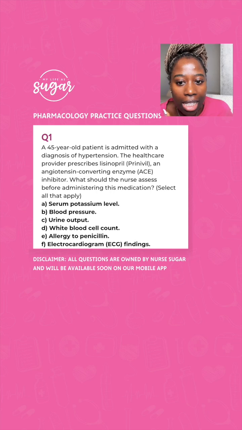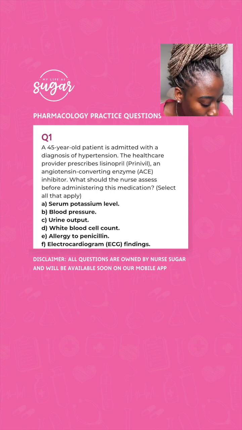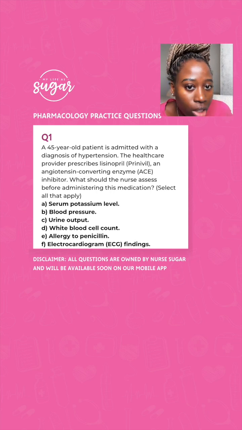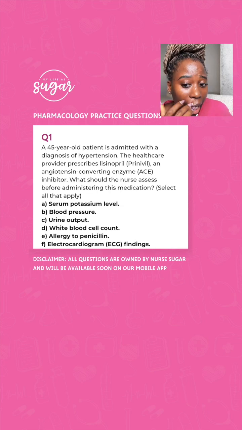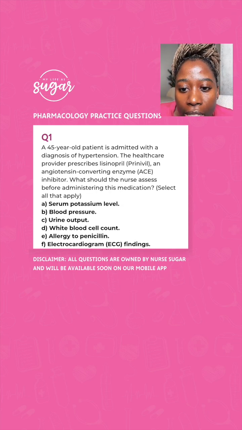ECG findings, this is a hypertensive, an ACE inhibitor. ACE inhibitor has nothing to do with the electrics in your heart. That's why I said you have to know the mechanism of action. Some medication does affect that part of your body, but not ACE inhibitor, okay? So A says serum potassium level, obviously that's very correct. B, blood pressure, very correct. C, urine output, very correct. D is irrelevant to this question. E is irrelevant to the question. If A is right, then F is wrong. Okay, so this is the question.